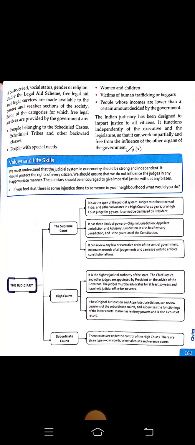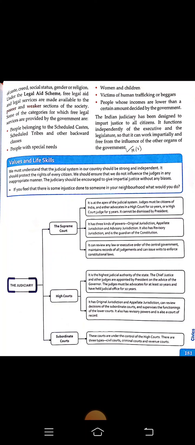Some of the categories for which free legal services are provided by the government are people belonging to scheduled castes, scheduled tribes and other backward classes, people with special needs, women and children, victims of human trafficking or beggars, and people whose income is lower than a certain amount decided by the government.